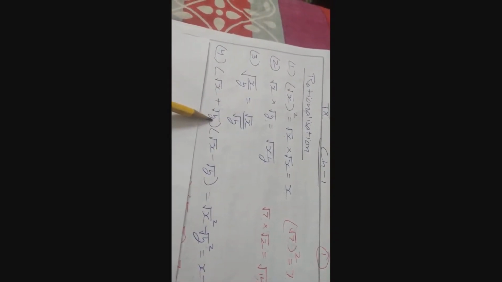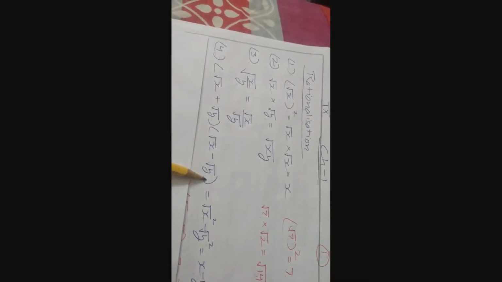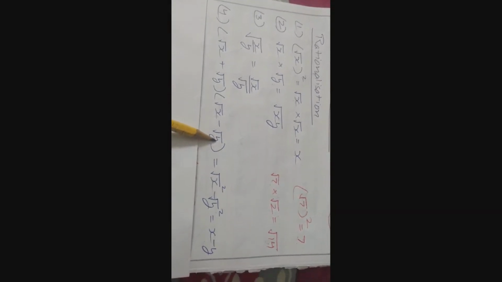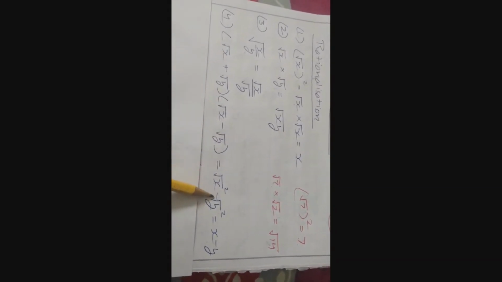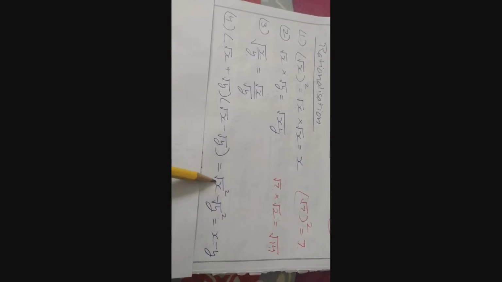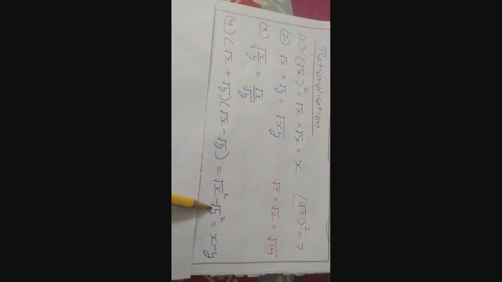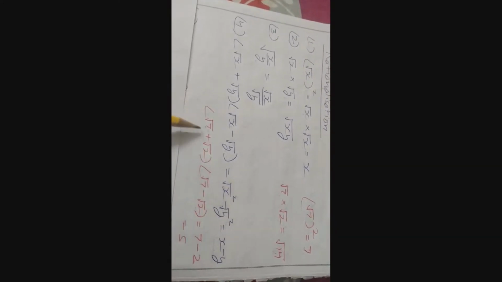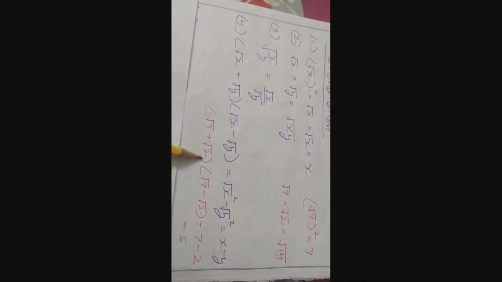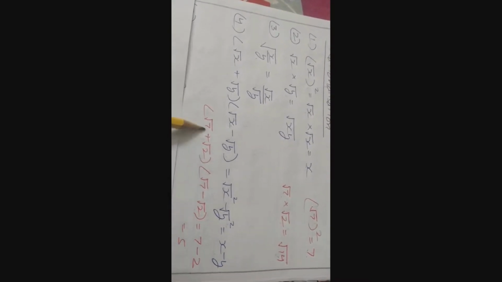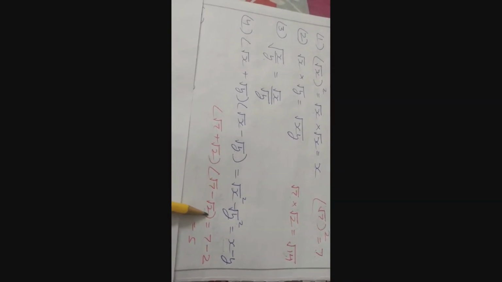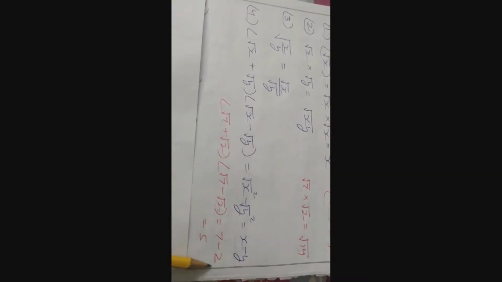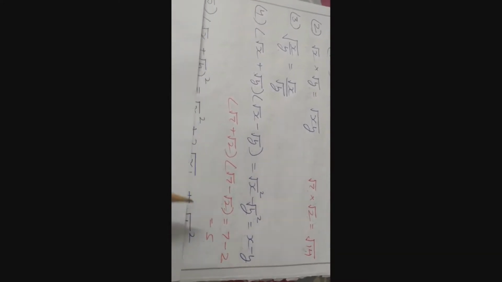Fourth, root x plus root y into root x minus root y. Identity: a plus b, a minus b is a square minus b square. So it is root x square minus root y square. Root x square is x and root y square is y, so the final is x minus y. For example, root 7 plus root 2 into root 7 minus root 2: a plus b, a minus b is a square minus b square. Root 7 square is 7, root 2 square is 2, 7 minus 2 is 5.